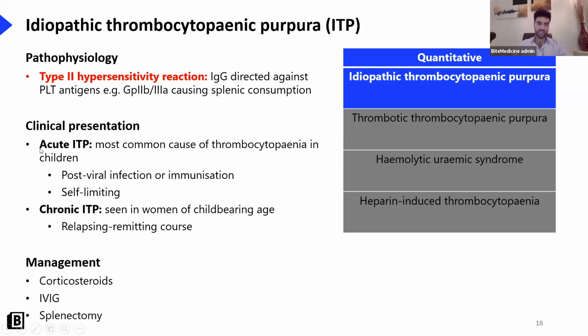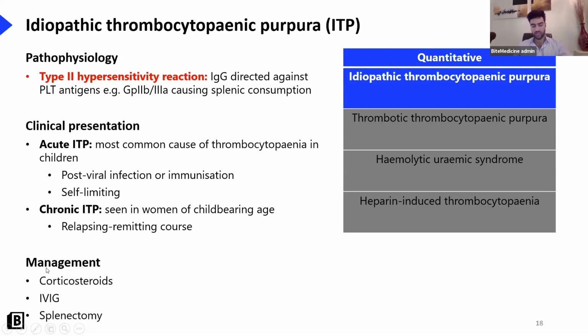You have two presentations, acute and chronic. Acute is the most common cause of thrombocytopenia in children. Typically occurs post-viral infection, as we had in the case earlier. So the child had an upper respiratory tract infection, and it's usually self-limiting. The vast majority of cases will spontaneously resolve. Chronic ITP is most typically seen in adults and specifically women of childbearing age. Again, it's the same mechanism, IgG against the platelet antigens, except it tends to follow a relapsing remitting course. It's not self-limiting like the acute version.